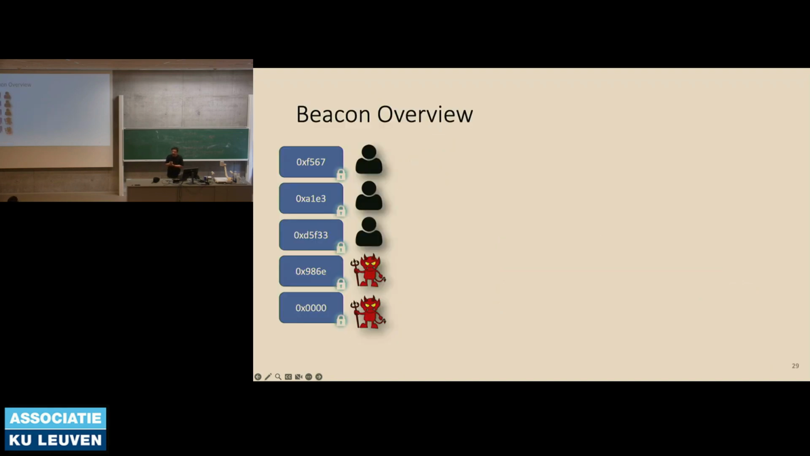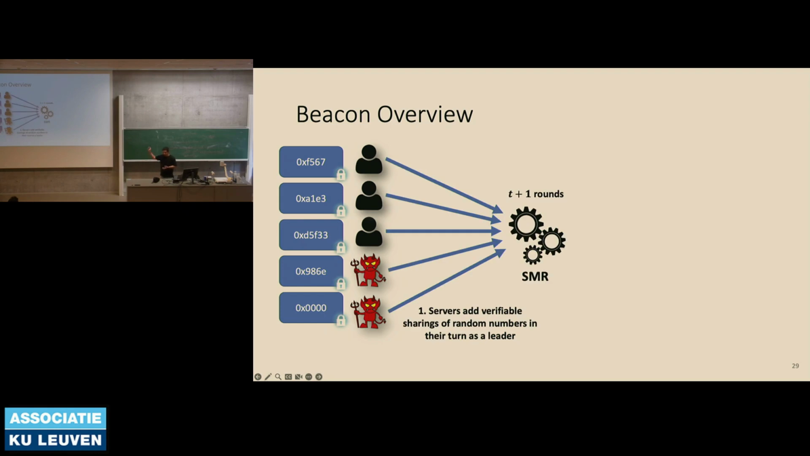The general idea is as follows. You have all the servers, and they will come up with some random numbers. We don't know, they may be using lava lamps themselves. We don't care. They come up with some random numbers. We lock them, and this locking is a secret sharing scheme. They lock it using some publicly verifiable secret sharing or some other verifiable secret sharing scheme, and they input it into the SMR in their turn. They will take turns. Each one becomes a leader, and they input into the SMR.